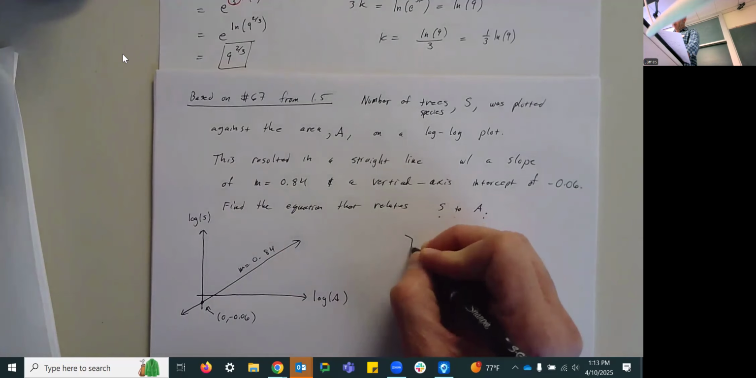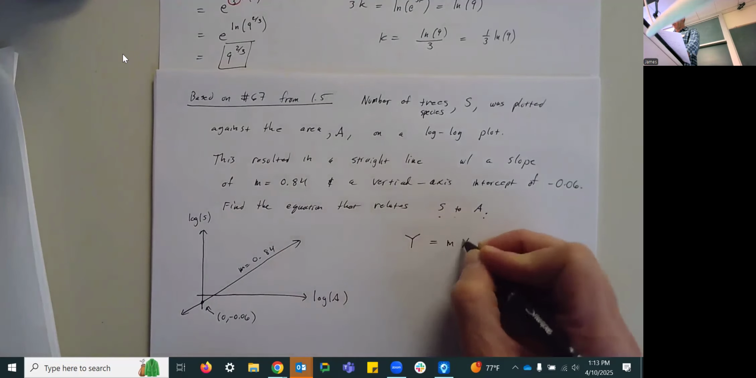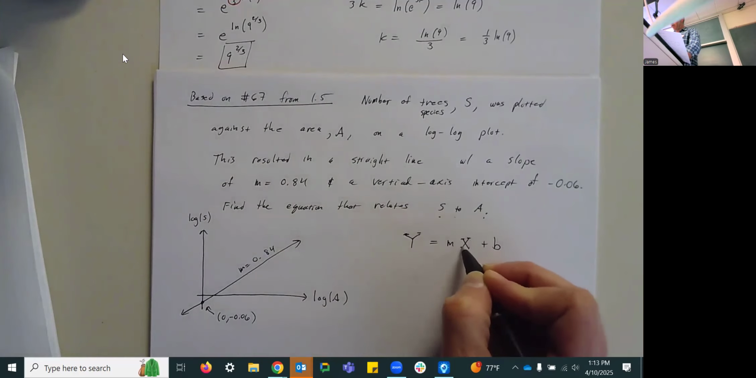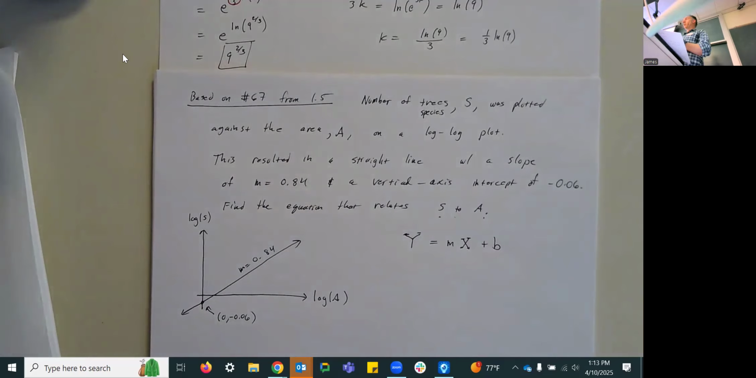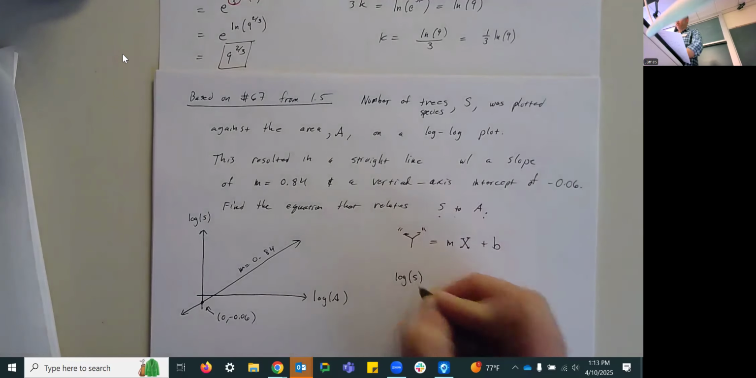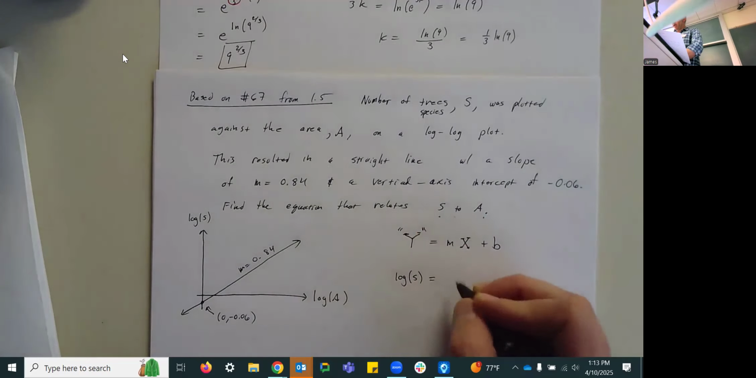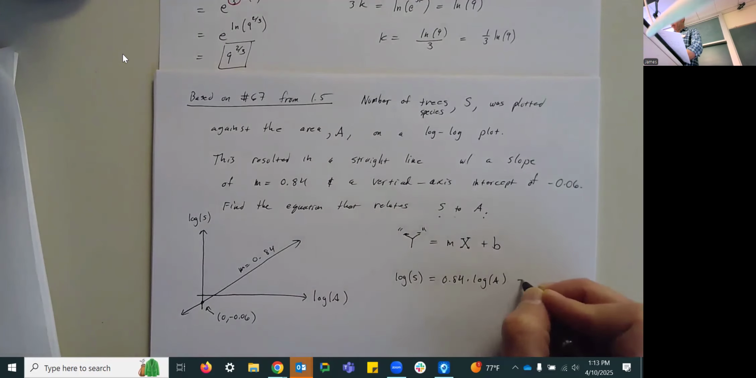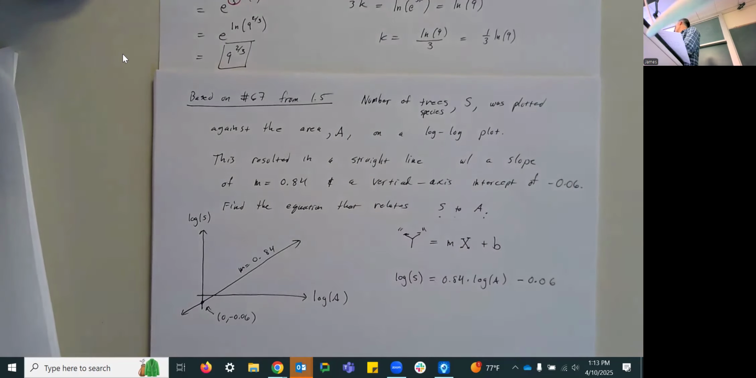We'll say that we have our capital Y equal to m times our capital X plus b. So I'm using capital Y and capital X in the place of log of whatever. Whereas if I was using my actual variables, if this was semi-log instead, I would use capital Y and regular X. Capital Y is the stand-in for log of S, the vertical axis logarithm. Capital X is the stand-in for log of A. My b value here is negative 0.06. The rest of this process is just manipulating this thing using rules of logarithms to get back to S being all by itself.